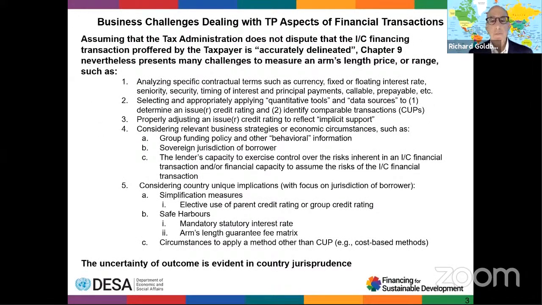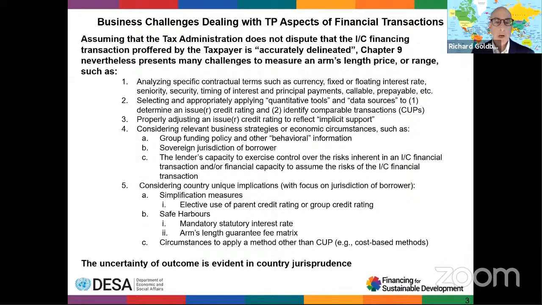Business challenges dealing with transfer pricing aspects of financial transactions. Assuming the tax administration does not dispute the characterization of an intercompany financing transaction as a loan, Chapter 9 nonetheless presents interpretive challenges for both the taxpayer borrower and the tax administration. Here are some of the more significant challenges.